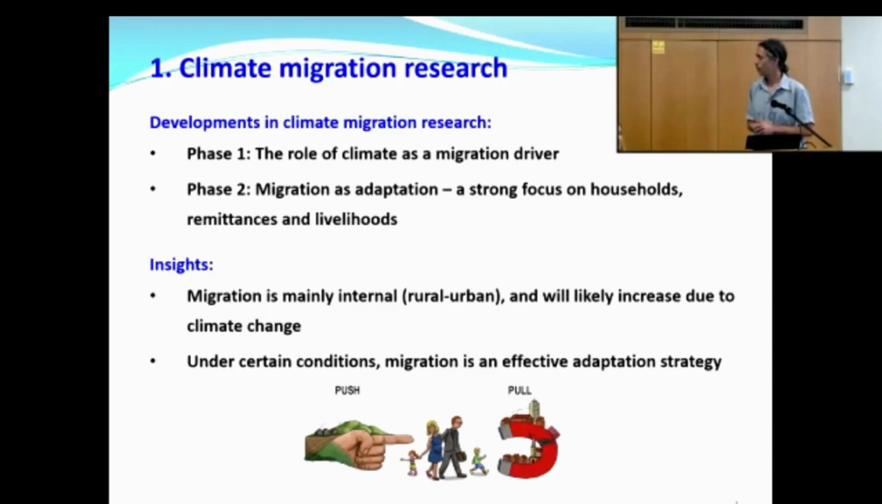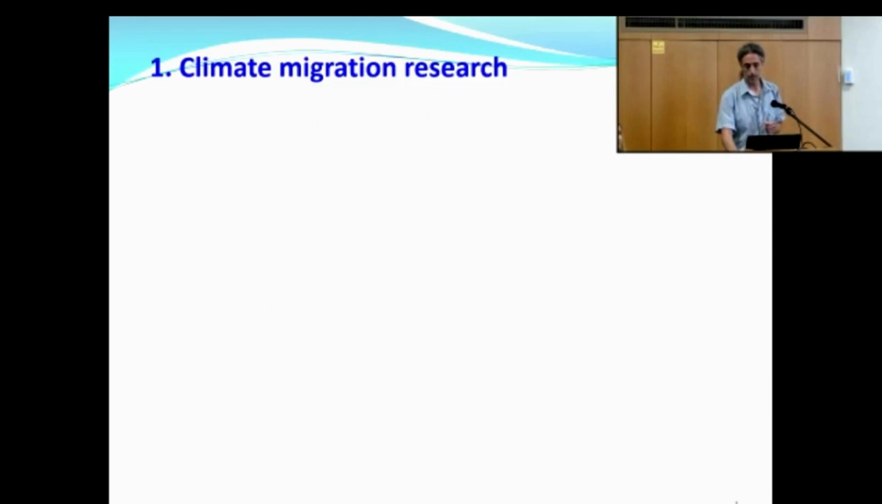Migration will continue, and it will likely increase due to climate change. So the climate signal in migration will probably increase as climate change becomes more prominent. And we know that under certain conditions, not always, migration can increase vulnerability. Sometimes it reduces vulnerability, sometimes it increases it, but this is where the discourse is now: how migration affects adaptive capacity and vulnerability.